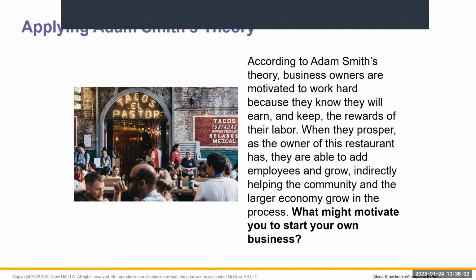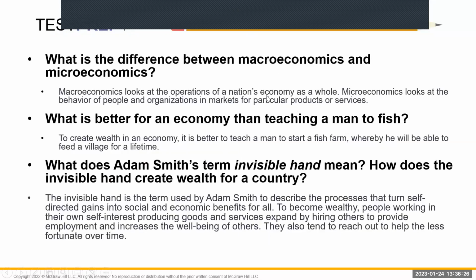The economy gets better. People have jobs. People can get better housing, and they can educate their kids and that sort of thing. It indirectly helps the community, and it helps the economy to grow. And then he asked, what might motivate you to start your own business? Well, a lot of things motivate people to start their own business. The fact that there is an opportunity there to build wealth and to live a good life is probably the main thing that motivates everybody to have a good business.